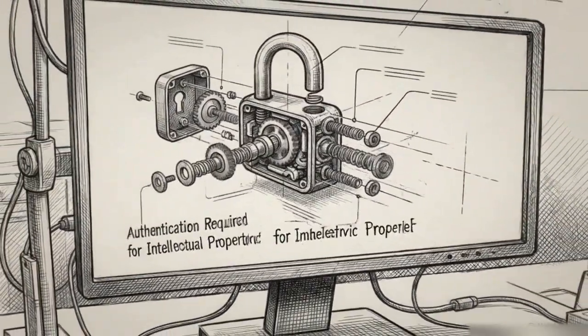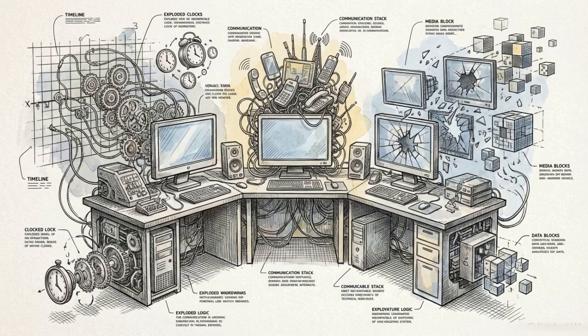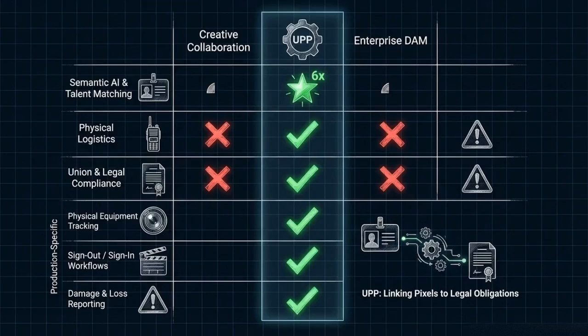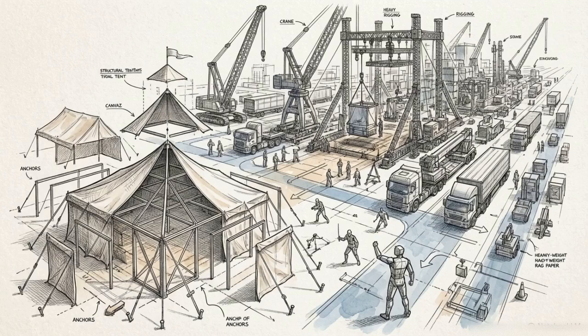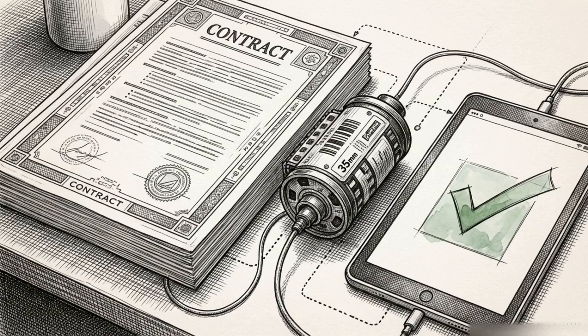Evaluating UPP against standard industry tools exposes the distinct limitations of standalone workflow software, creative collaboration suites, and generic enterprise DAMs. This capability matrix highlights where legacy systems leave gaps in physical logistics and union compliance. Standard review tools lack the semantic AI and talent matching UPP executes at ingest. Conversely, generic DAMs fail to handle the physical equipment tracking required by live productions. Other platforms optimize isolated tasks within post-production, but they inherently fail to manage the complete enterprise ecosystem of a film shoot.